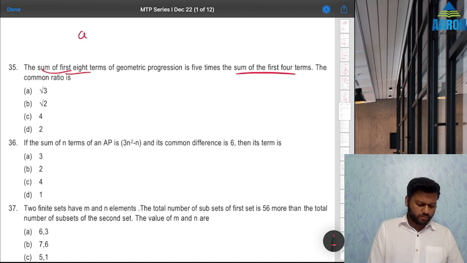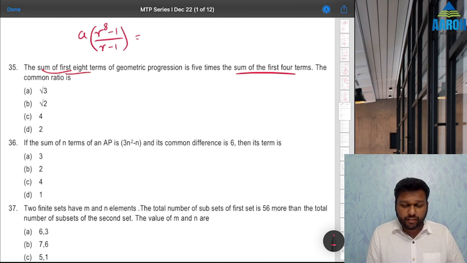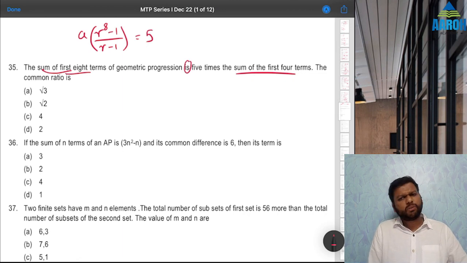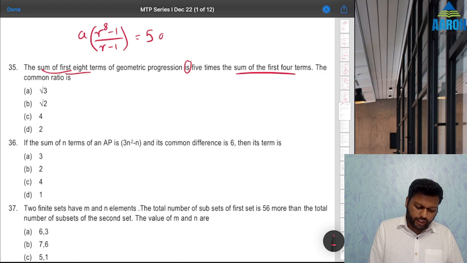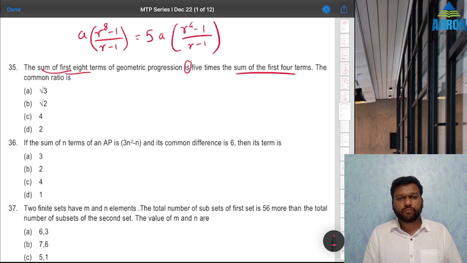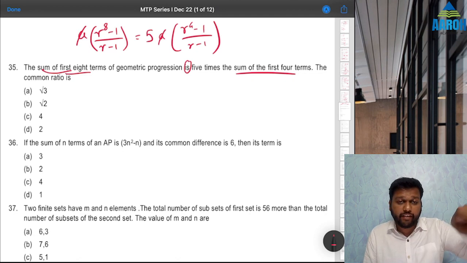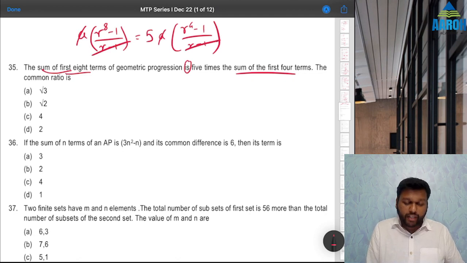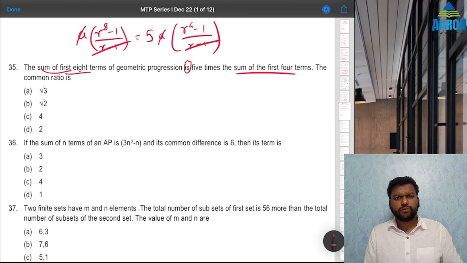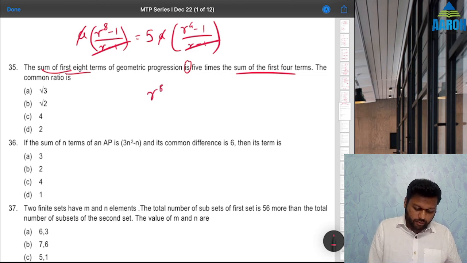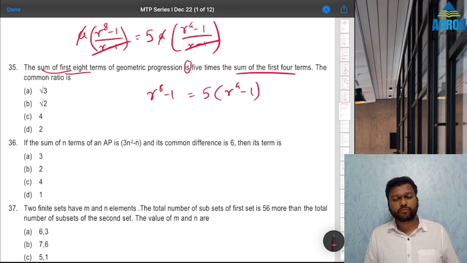So a into r raised to n minus 1 upon r minus 1 is equal to 5 times the sum of the first four terms. The first four terms is what? a into r raised to 4 minus 1 upon r minus 1. We can cancel a because it will get divided. We can cancel r minus 1 because it will get multiplied. So that means r raised to 8 minus 1 is equal to 5 times r raised to 4 minus 1.